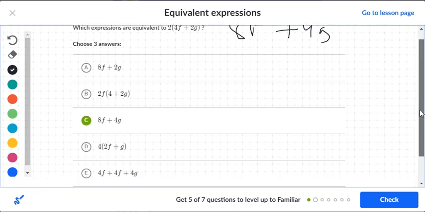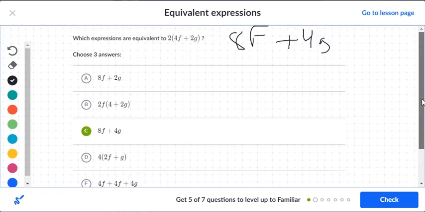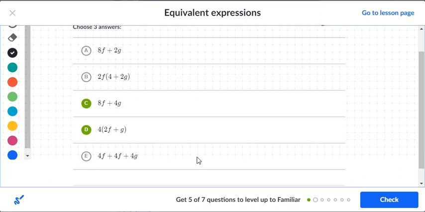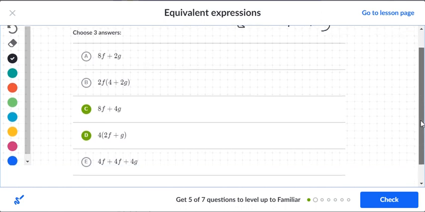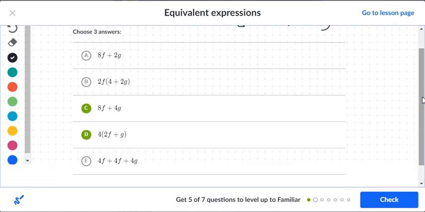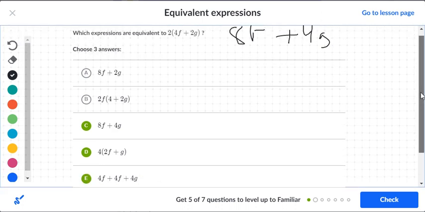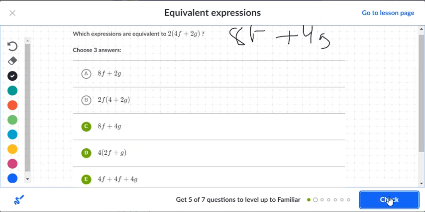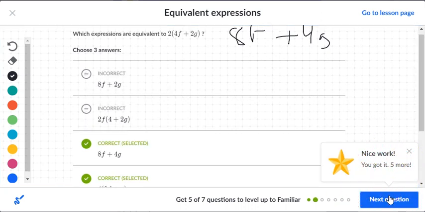Now let's take a look at D. We want to make this an 8f. So 4 times 2f is 8f. That's a good choice. Now 4 times g is 4g, so that does work. Now the next one right here, we should add this up. We have 4f plus 4f, so that is 8f, and then we do have the 4g after it. So it looks like it would be these 3 right here: C, D, and F. So let's check it, and it's correct.